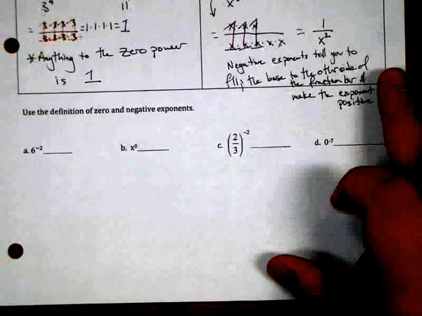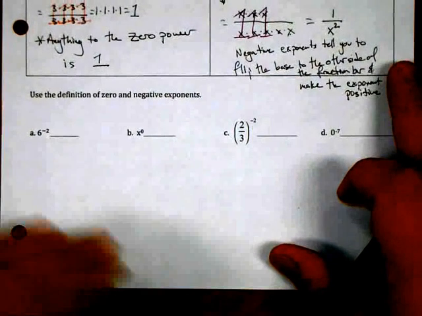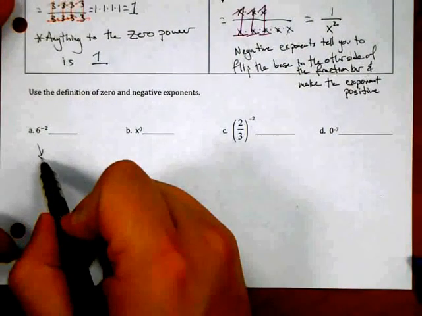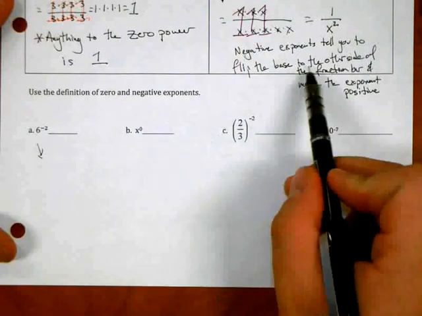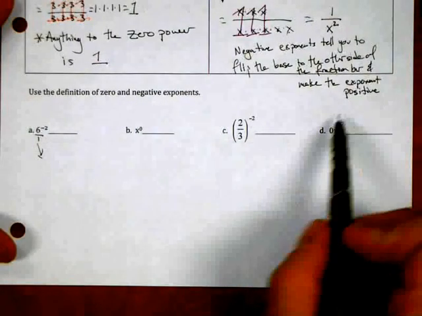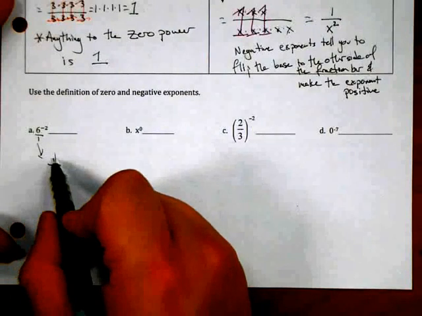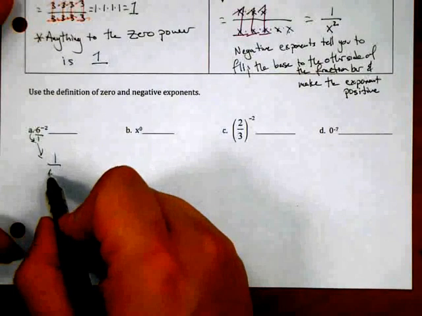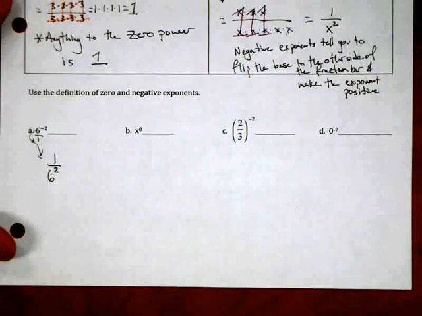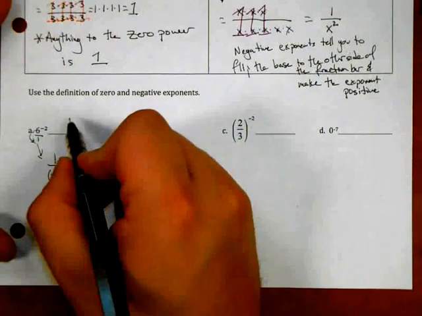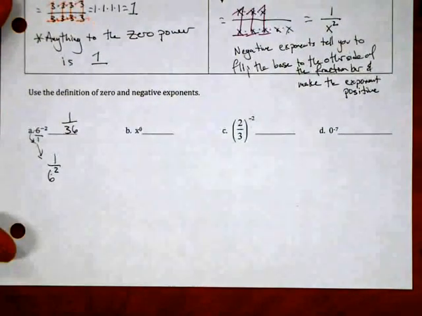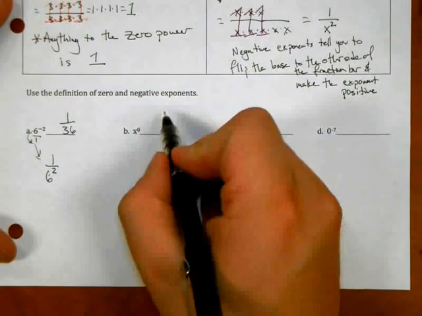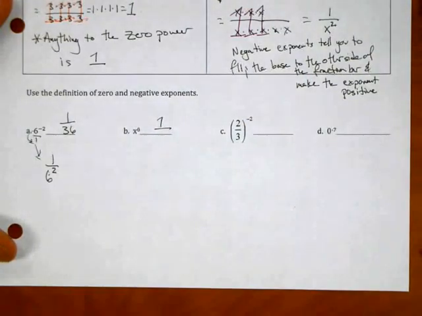So let's see some examples of this. Okay. Use the definition of 0 and negative exponents here. So 6 to the negative 2 should be the same as flipping to the other side of the fraction bar and making the exponent positive. Since we flip this down to the bottom, and there's nothing left on top, we'll leave a placeholder of 1. So this is the same as 1 over 6 to the positive 2, and 6 squared is 36. Okay, anything to the 0 power is 1.